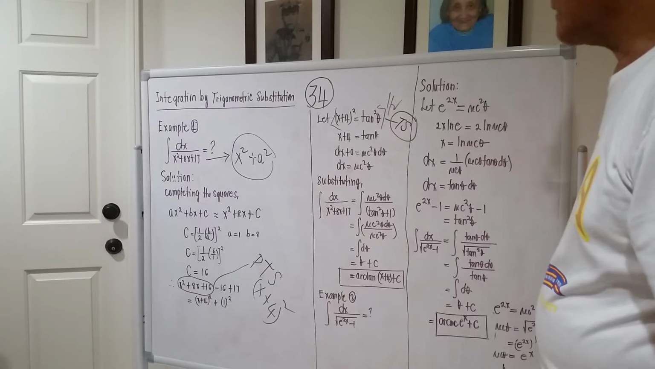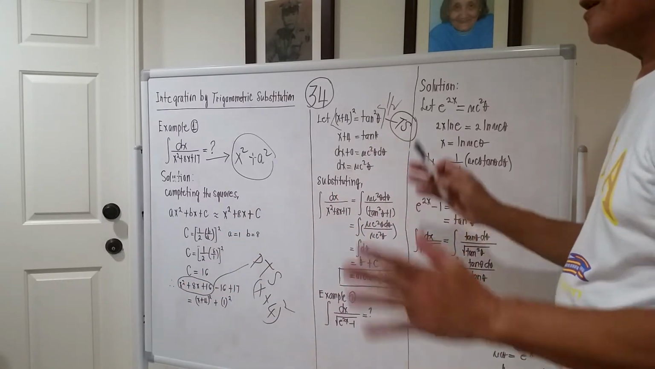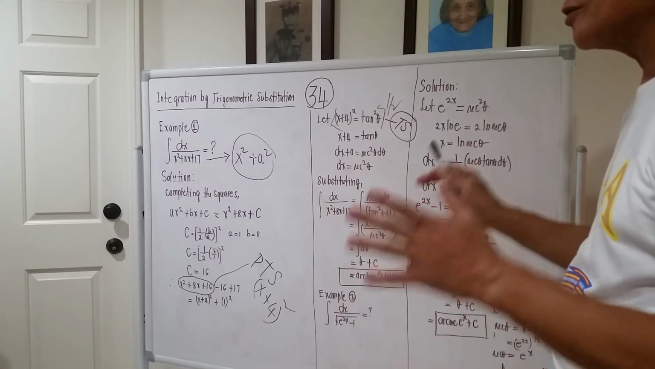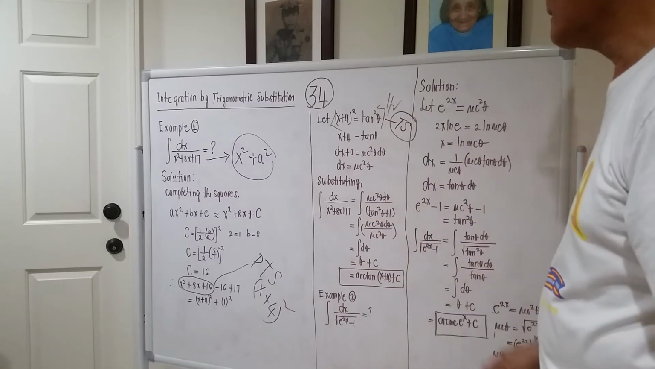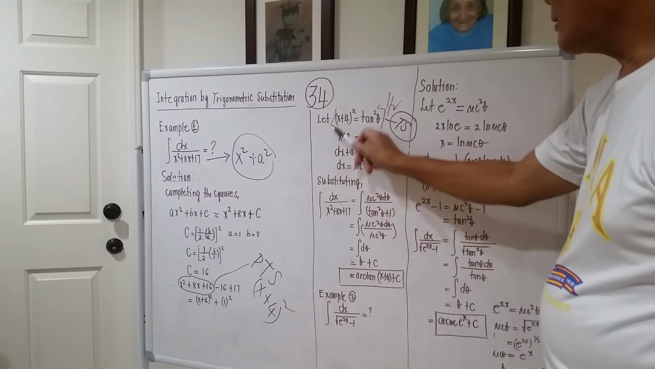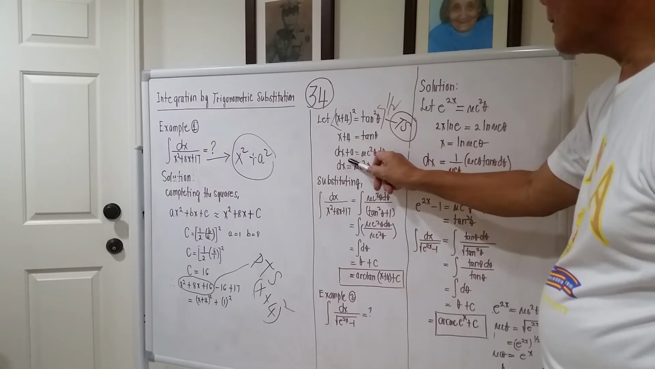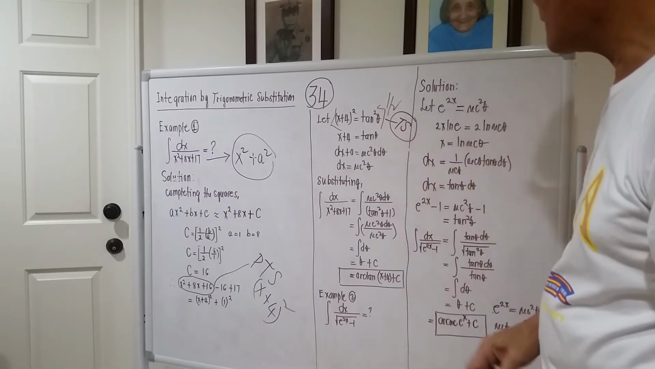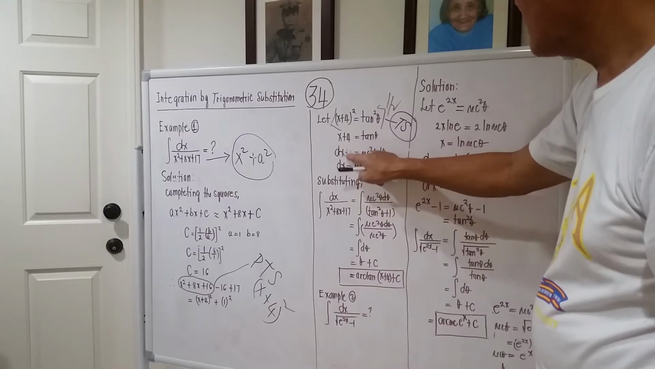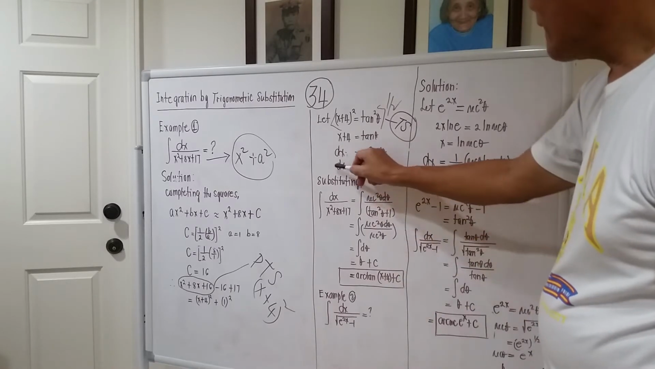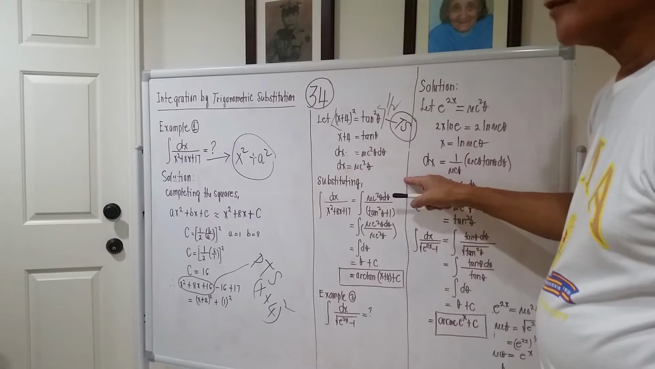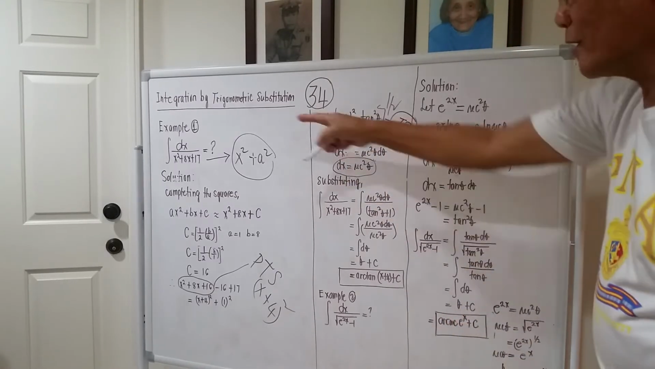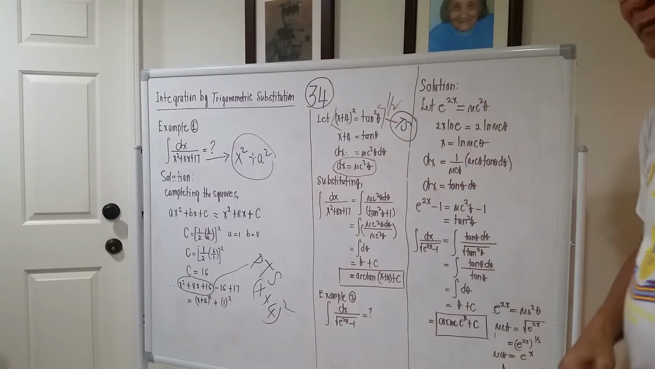Take the differential of both sides. Why do we take the differential of both sides? We need the value of dx in terms of the trigonometric substitution, so we will compute for dx. The differential of x is dx, the differential of 4 is 0, equal to the differential of tangent of theta, which is secant squared of theta, d theta. So this is now 0, and dx is secant squared of theta d theta. We need this relation to solve the problem because we got a dx in the given problem, right?